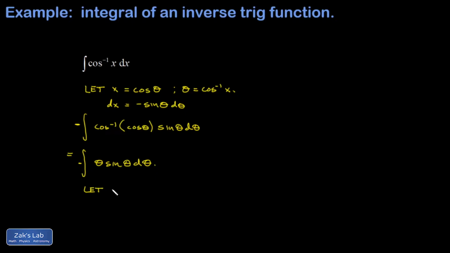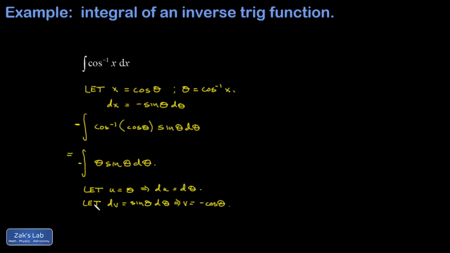I pick u so that it becomes simpler when I differentiate it. So let u equal theta, and that means du is just d theta. I let dv be the rest of this thing, sine theta d theta. And I have to integrate to find v, and that's negative cosine theta.